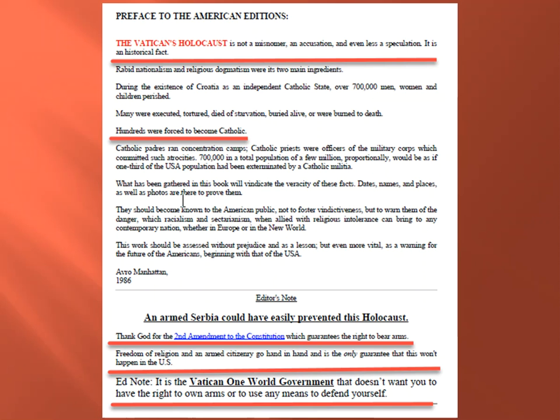And that's Avro Manhattan, 1986. Editor's note: an armed Serbia could have easily prevented this Holocaust. Thank God for the Second Amendment to the Constitution, which guarantees the right to bear arms. Freedom, religion, and armed citizenry go hand in hand, and is the only guarantee that this won't happen in the U.S. Editor's note: it is the Vatican one world government that doesn't want you to have the right to own arms or to use any means to defend yourself.